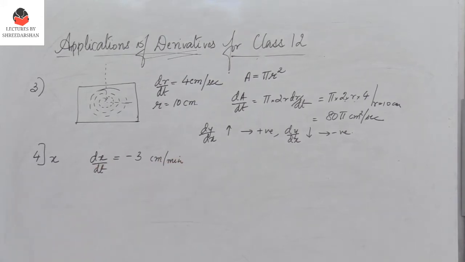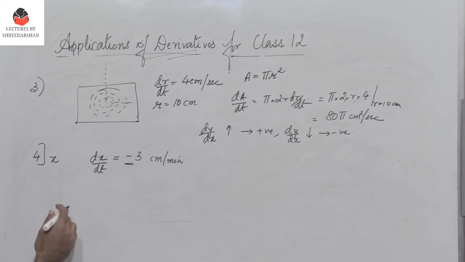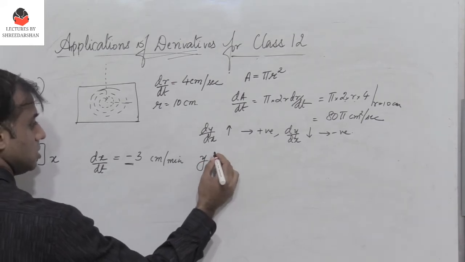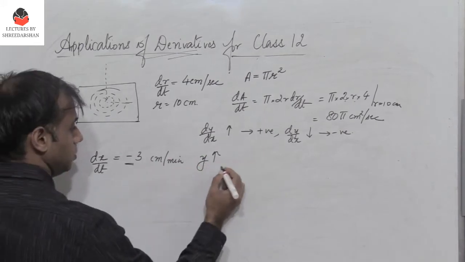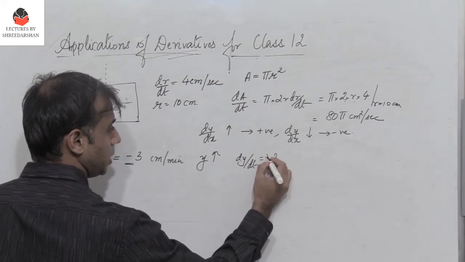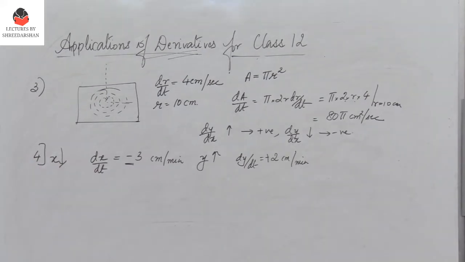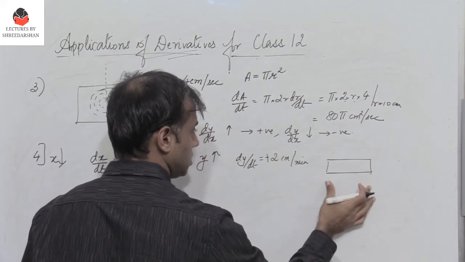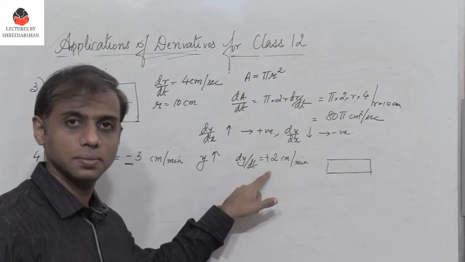So the length is decreasing. Right? So therefore, I use a minus sign here. Whereas the width y is increasing at the rate of 2 centimeter per minute. So dy by dt equals plus 2 centimeter per minute. So this has been given. So you have x and y of a rectangle, right? So the length is decreasing and the width is increasing. So I have a minus sign here and I have a plus sign here.